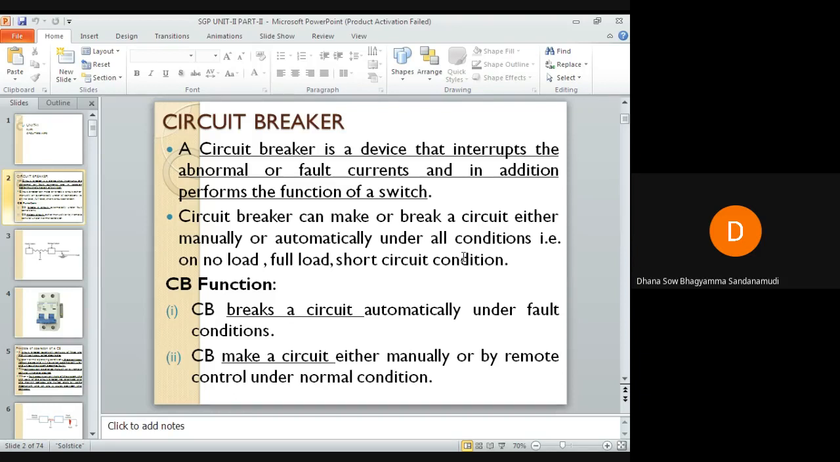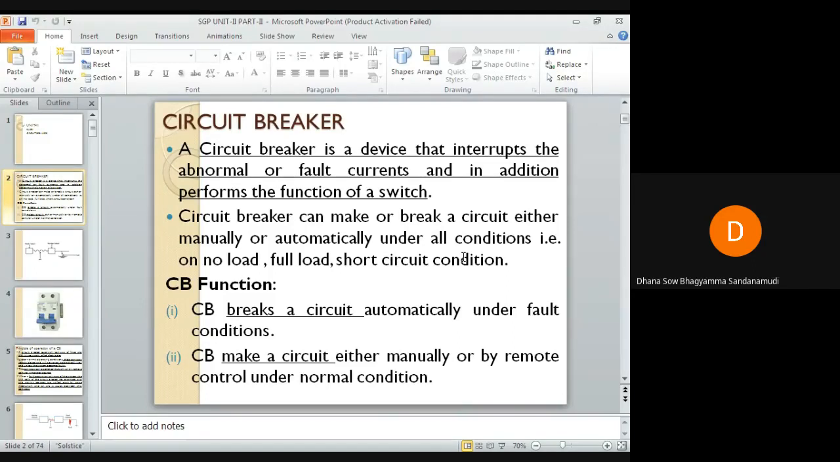So the unhealthy section of the system in which the circuit breaker is connected must be disconnected from the healthy section of the system, so that the fault does not spread to the healthy section. That is called breaking. So the circuit breaker can make or break the circuit, both manually or automatically. We can even operate the circuit breakers manually, and that is possible under normal operating condition.